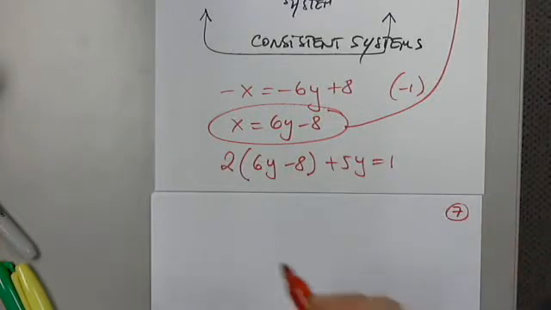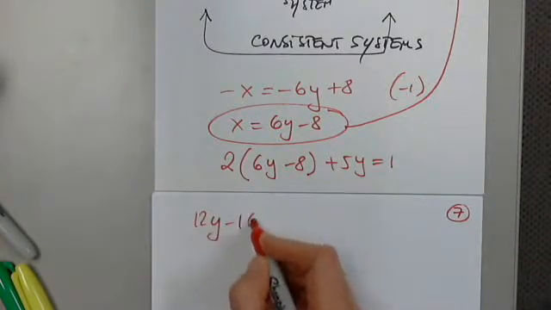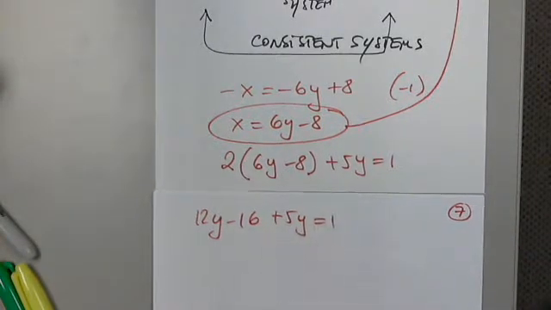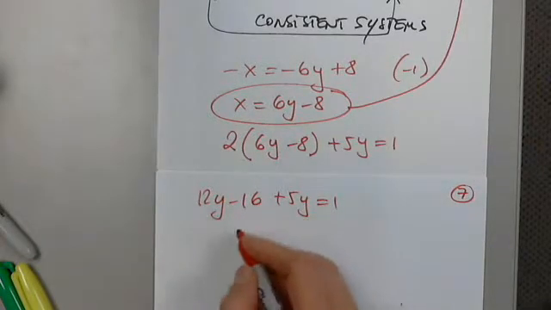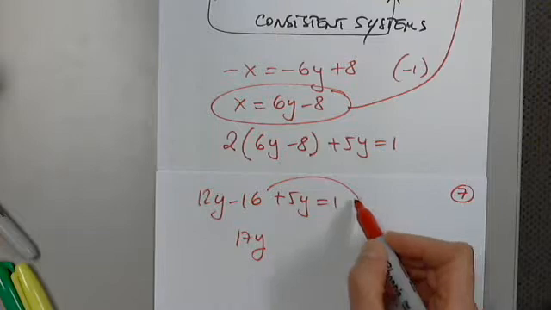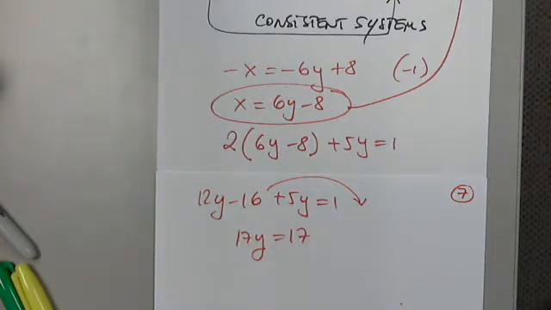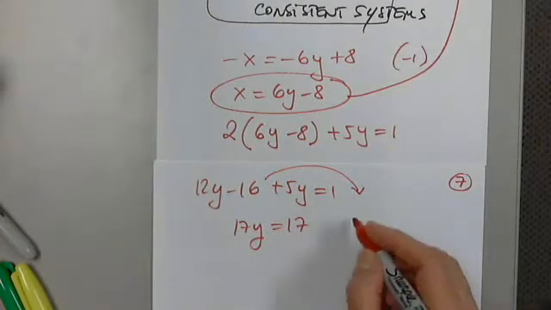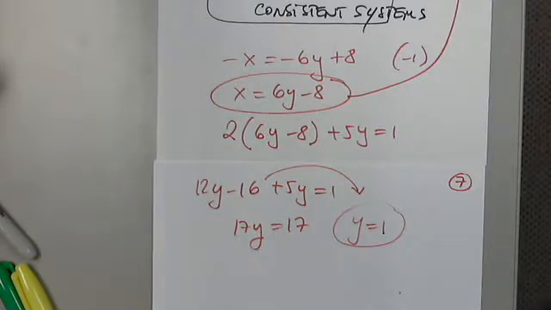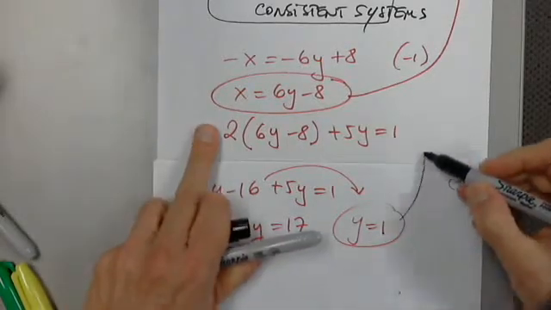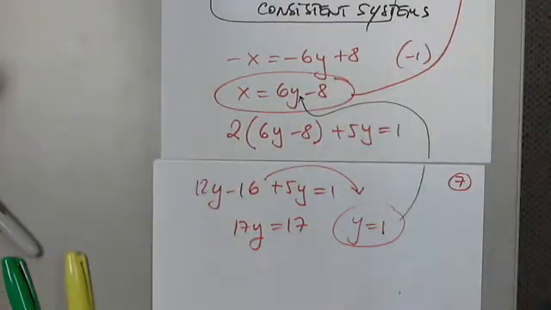So 12y minus 16 plus 5y equals 1. Combine like terms to get 17y. Move 16 to the other side to get 17. And divide by 17 to get 1. Is this good? Yes, it's good, but it's not good enough. How come? Well, I have to go back and replace y in the equation to find x. So I can find x.